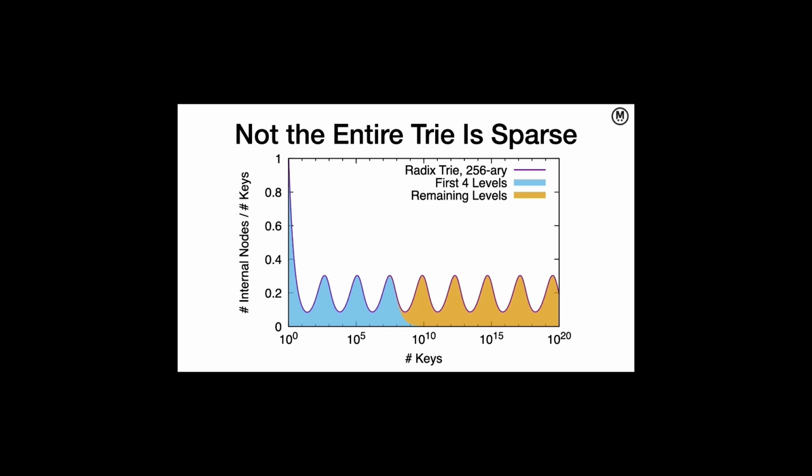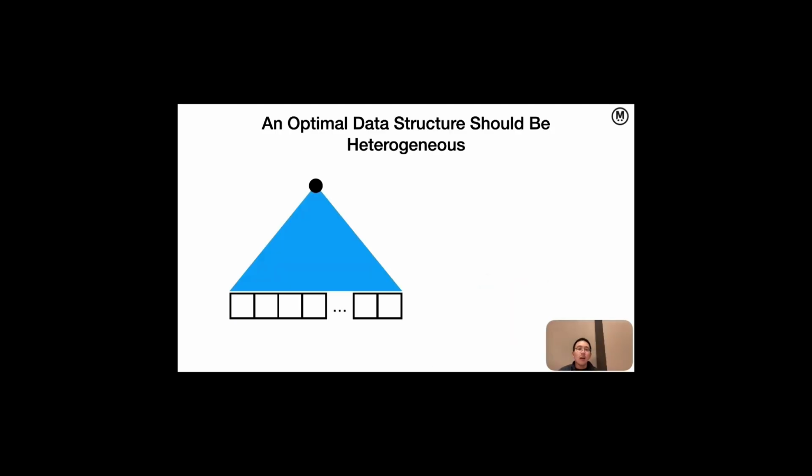So this picture shows the contribution of sparsity from different levels. The blue color shows the first 4 levels of a radix trie, and the yellow color shows the remaining levels. After a certain number of keys are inserted, almost all the sparsity comes from the remaining levels. So the way this observation guides us in optimal data structure design is we realize the top levels are fine. They are not problematic. It's the lower levels that are horribly inefficient.